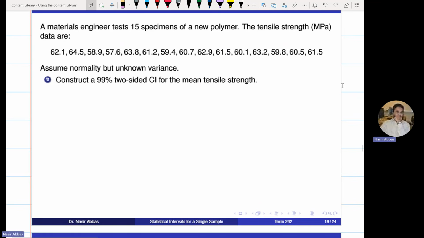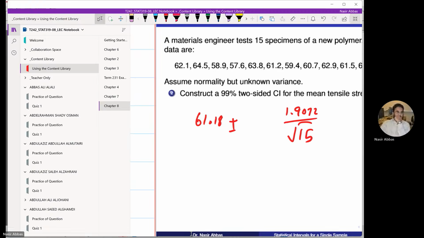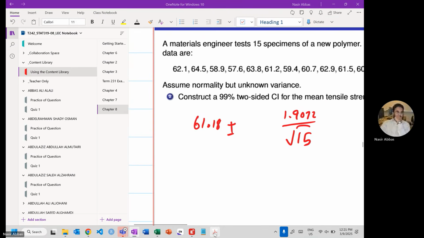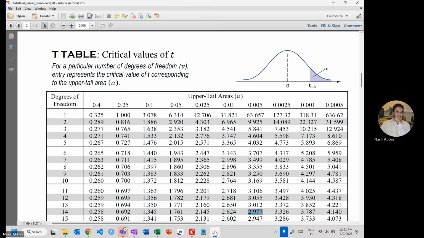This question, construct a 99% confidence interval. What will be the difference? Just the critical value will be 2.977. So this will be 61.18 plus minus 1.9072 and the critical value was 2.977.